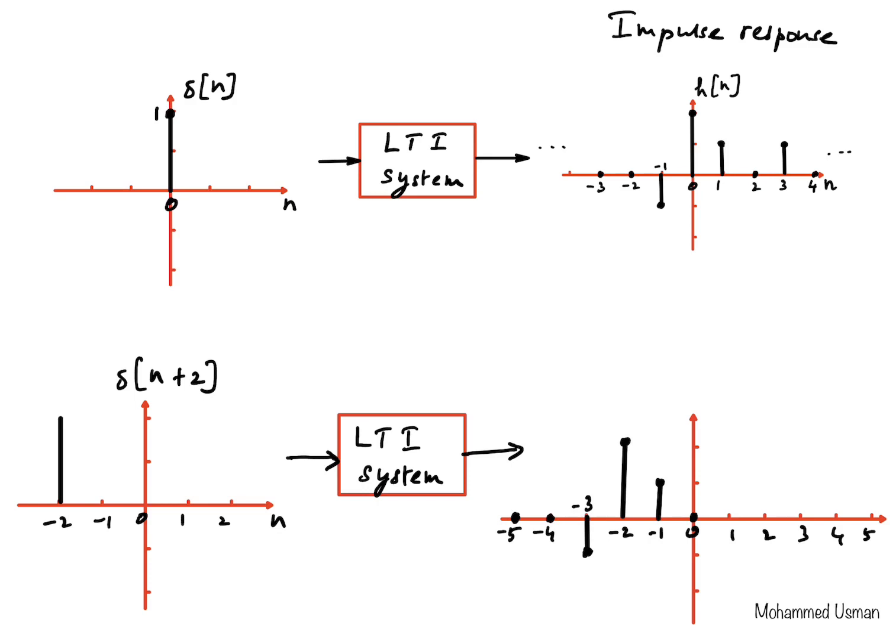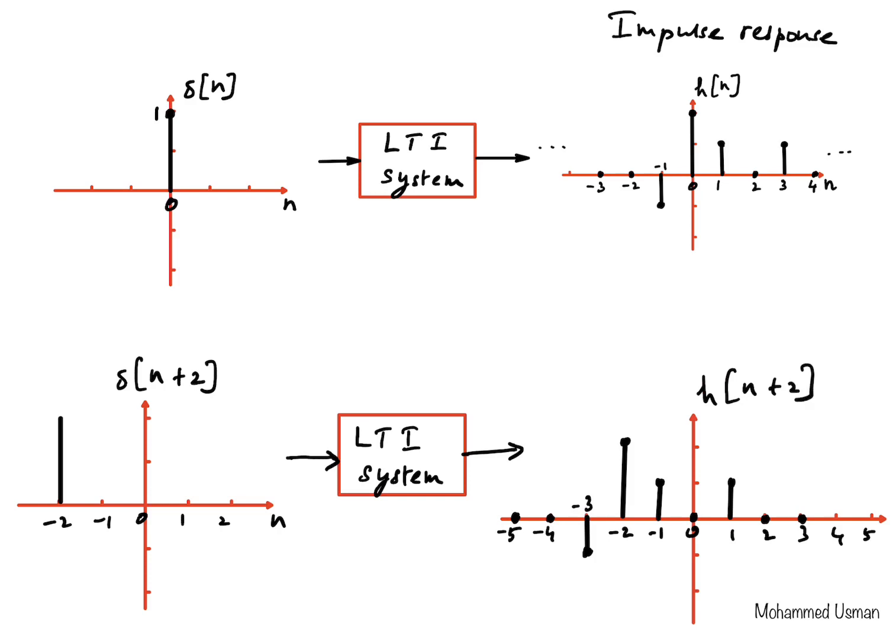And the value that is at 3 in h of n will come at 1. So we'll get this here. And the value at 4 comes at 2, and the value at 5 will come to 3, and so on. All right, so this is basically h of n plus 2.